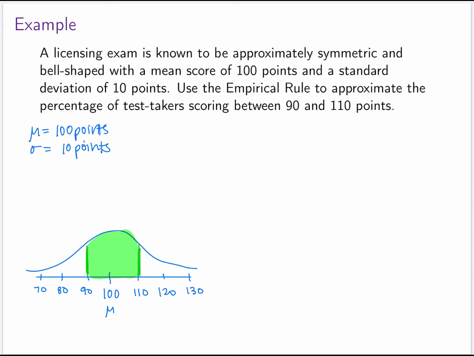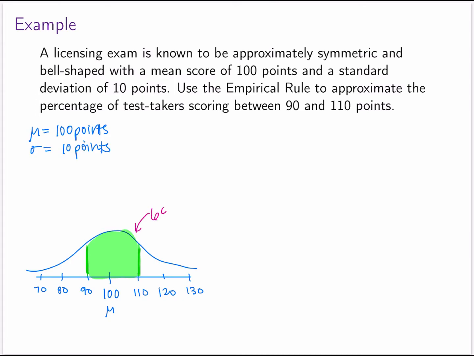Well, one thing I can notice, what did I do to get to 90 and 110? In each case, I moved by one standard deviation. So I went up one standard deviation and down one standard deviation. So another way you could think about this question is it's saying what percentage of test takers are within one standard deviation of the mean? Well, what percent is between one standard deviation?